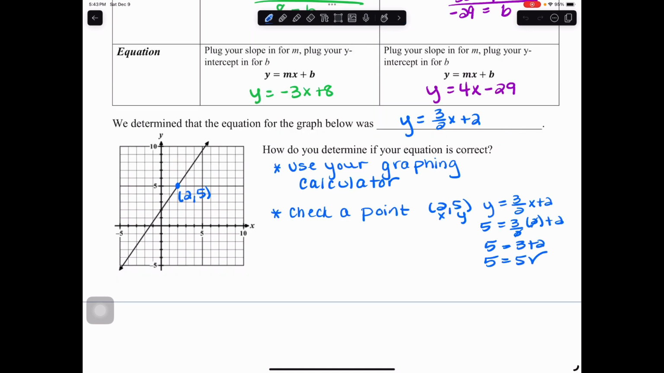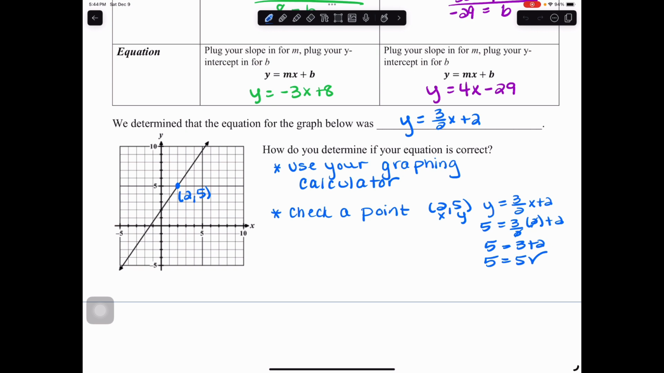So now that you had time to think about that yourself, here are some options for you. How do you determine if your equation is correct? So the first thing you can do is grab your graphing calculator, go to the y equals, and type the equation in and see if you're getting a graph that looks similar to this. You can even look at the table of values. The second option is to check a point. Points on the line are solutions. So if you wrote the right equation, then any point you pick off of that line, when you plug it into the equation you wrote, it should check.